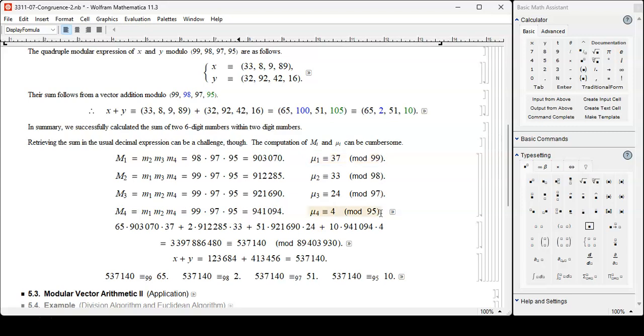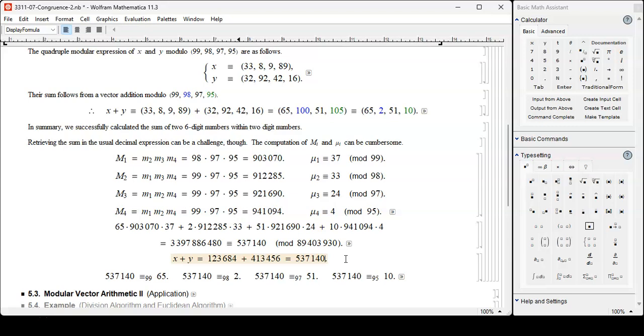So we get all those. And then we can use all those, put everything back into this linear combination expression. Previously, you got 65, 2, 51, 10. So 65, 2, 51, 10 with capital M times mu in place. If you do your computation, you get this, and then you can bring it down to 537,140 modulo capital M, which is 99 times 98 times 97 times 95. In the end, this is what you get, and that fits the traditional computation.